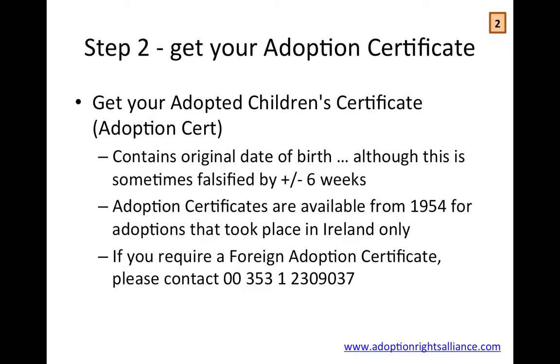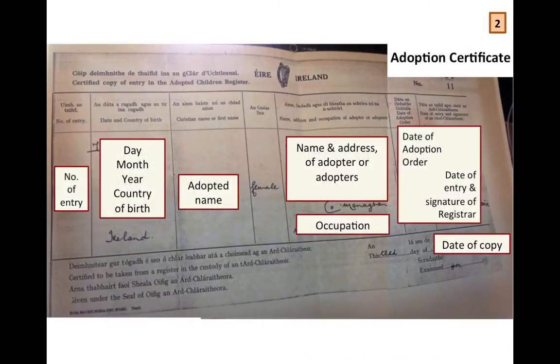The second step then is to get your adoption certificate. This one contains your original date of birth, although this is sometimes falsified by up to 6 weeks. They're available from 1954 for adoptions that took place in Ireland only. If you require a foreign adoption certificate, then you have to contact this number here. This is what an adoption certificate looks like.